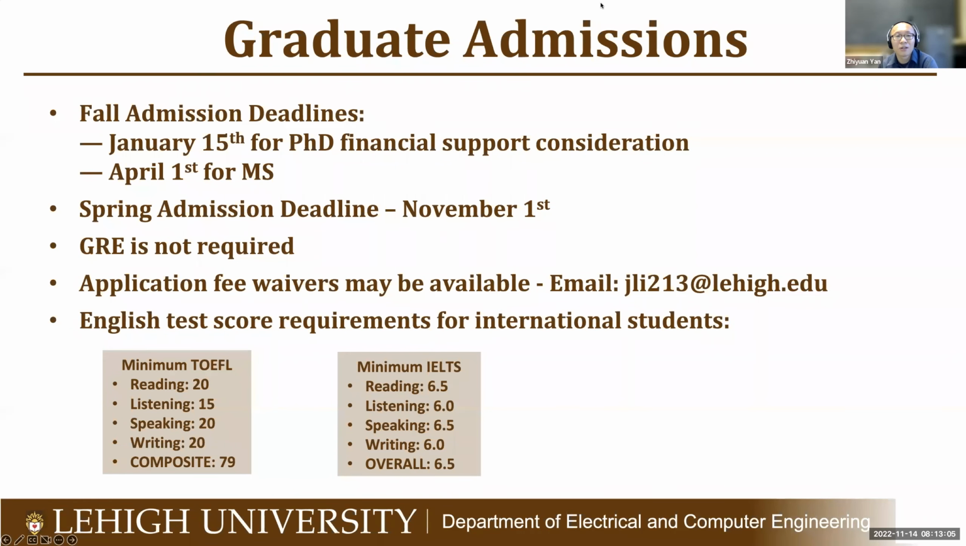So here are some dates and key facts of our graduate admission. In order to be considered for financial support for PhD students, you have to complete your application by January 15th. For our master level programs, the application deadline is April 1st. And you might be a bit late already. If you're still thinking about spring admission, then the deadline typically is November.